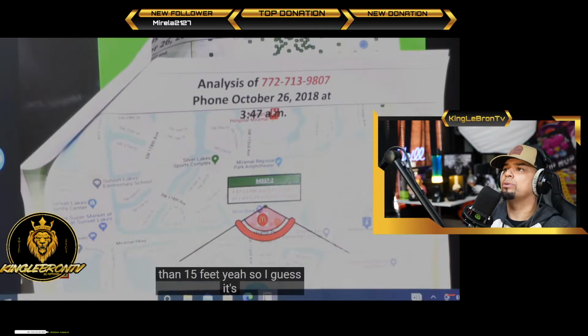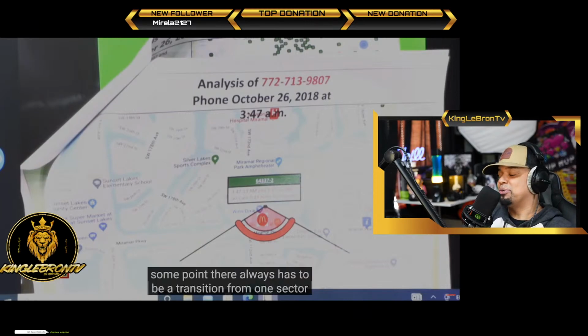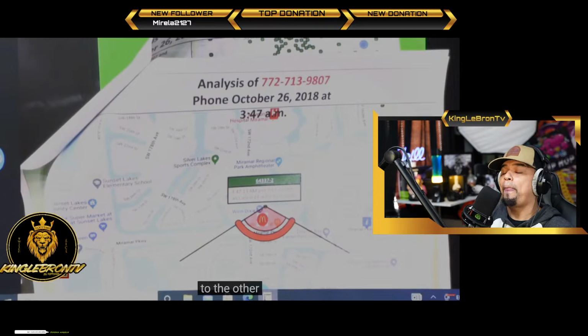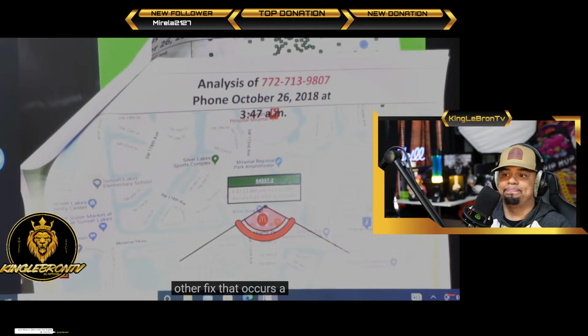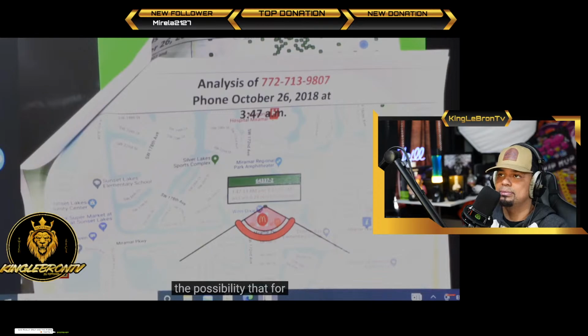Good. Thank you. Yeah, so I guess at some point there always has to be a transition from one sector to the other. No real information out yet, because they have multiple sectors. So on the sector, could that change? I guess, yeah, there's a possibility for that for sure.